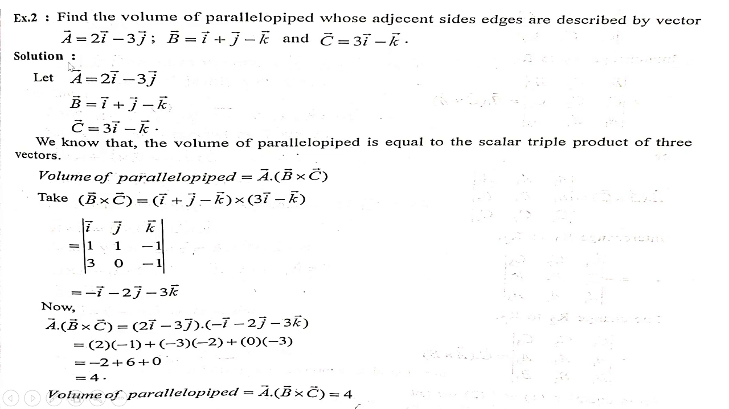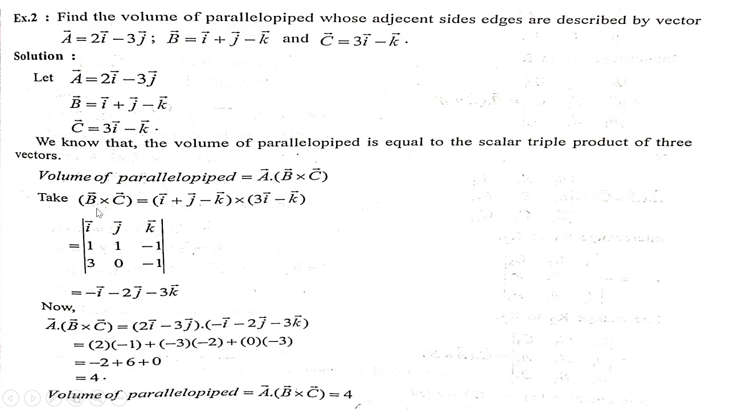So from this, given vectors a bar equal to 2i bar minus 3j bar, b bar equal to i bar plus j bar minus k bar, and c bar equal to 3i bar minus k bar. We know that the volume of a parallelepiped is equal to the scalar triple product of three vectors. So volume of parallelepiped equals a bar dot b bar cross c bar.